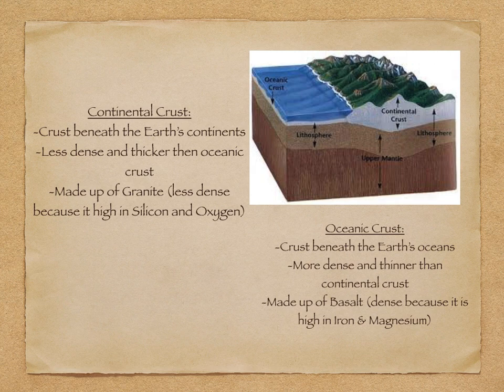Next, we have the oceanic crust. This is the crust beneath the Earth's oceans. It's more dense and thinner than the continental crust. It's made up of basalt, which is dense because it is high in iron and magnesium.